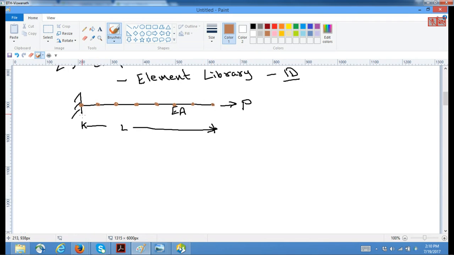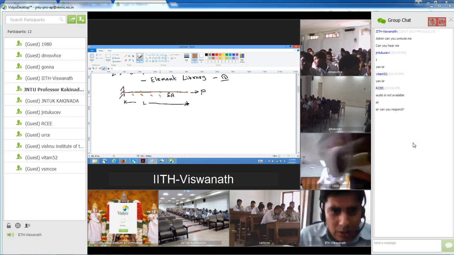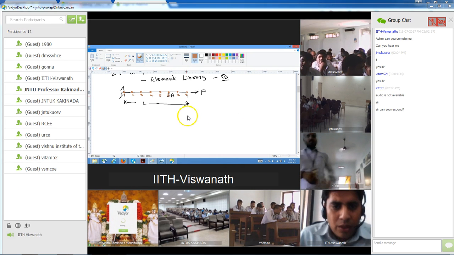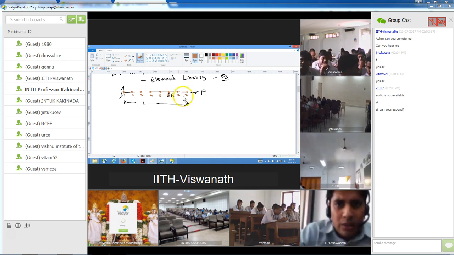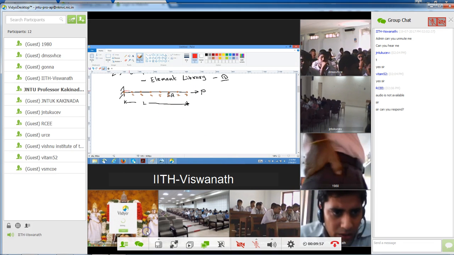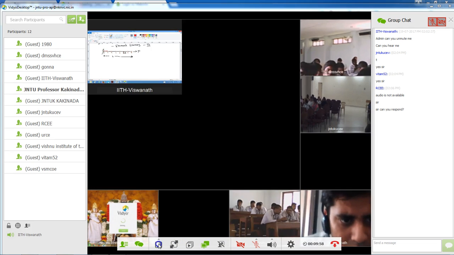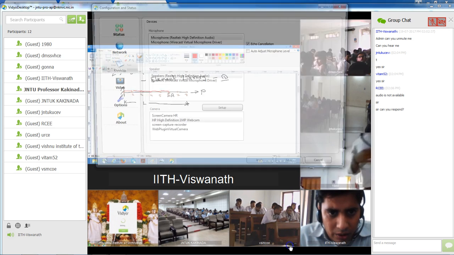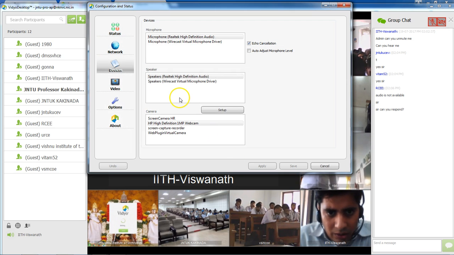So this is node 1, node 2, node 3, node 4, node 5, node 6, node 7, and node 8. We can use this by taking a two-noded element. This is element 1, this is element 2, this is element 3, 4, 5, 6, 7.